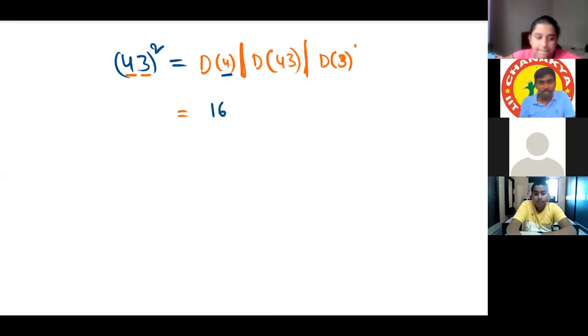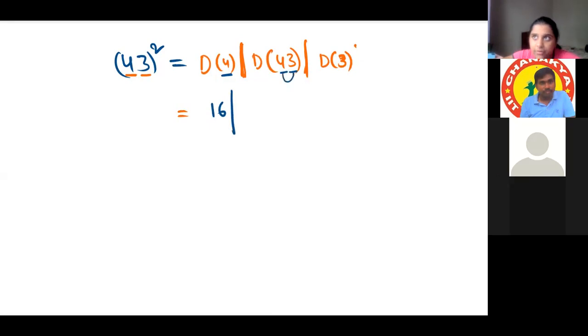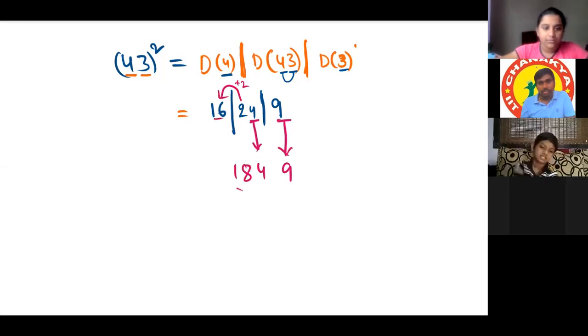What is the duplex of 4? 16. We have to balance with the duplex of 43, which is 24, 2 times 4 into 3. What is the duplex of 3? 9. Now balance it. If it is a single digit, drop it as it is. If it is a double digit, drop the units place and carry forward the remaining. 16 plus 2 is 18. So 1849.